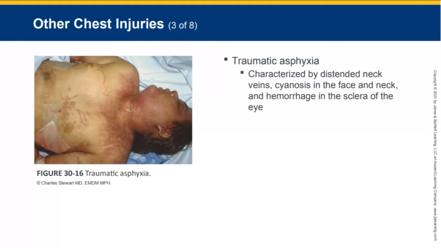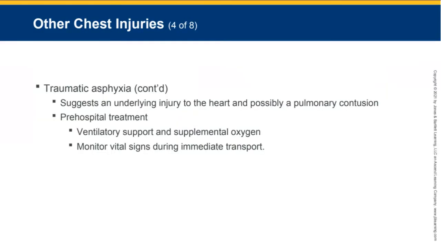The patient will have cyanosis of the face and neck. This patient will require aggressive airway management. Need to manage the airway aggressively for these patients. Traumatic asphyxia suggests an underlying injury to the heart and possibly a pulmonary contusion. Pre-hospital treatment, ventilatory support, supplemental oxygen, monitor vital signs during immediate transport.